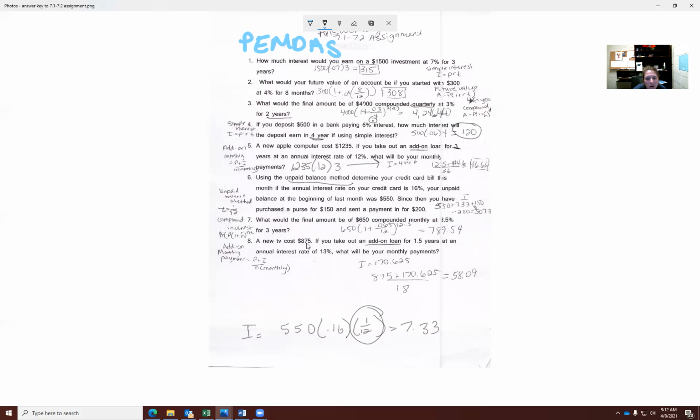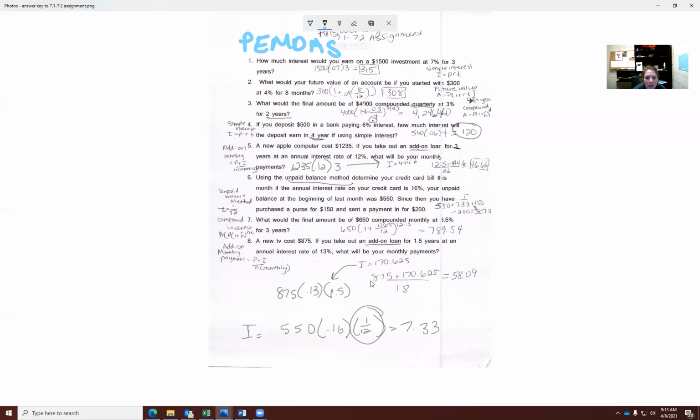You have a new TV that costs $875. If you take out an add-on for 1.5 years at an annual interest rate of 13%, what will be your monthly payments? We use the add-on formula, which is P plus I all over N. The first thing you have to do is find your interest. How did I find this? Okay, you take 875, you multiply it by 0.13, and then we're doing 1.5 years. Okay, so 875 times 0.13 times 1.5, and we get 170.625.